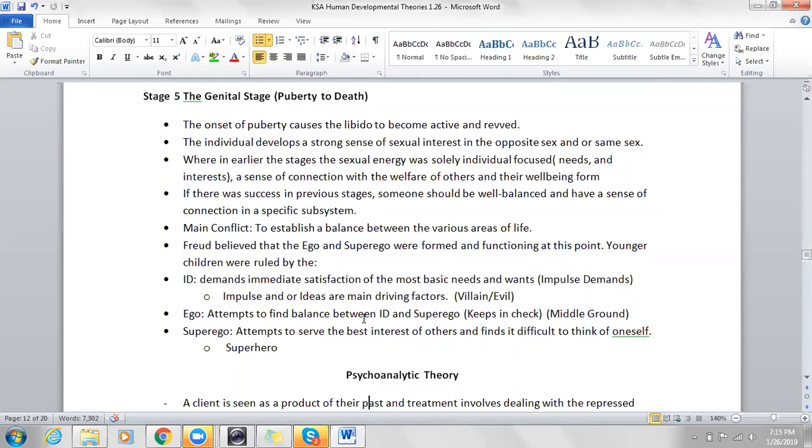So the individual develops a sense of sexual interest in the opposite sex and/or the same sex, depending on what their preference is. And where sexual energy was basically individual driven, this is a sense of connection for the welfare of others. And someone has to have success in the previous stages to have a well-balanced and healthy relationship that they can engage in.